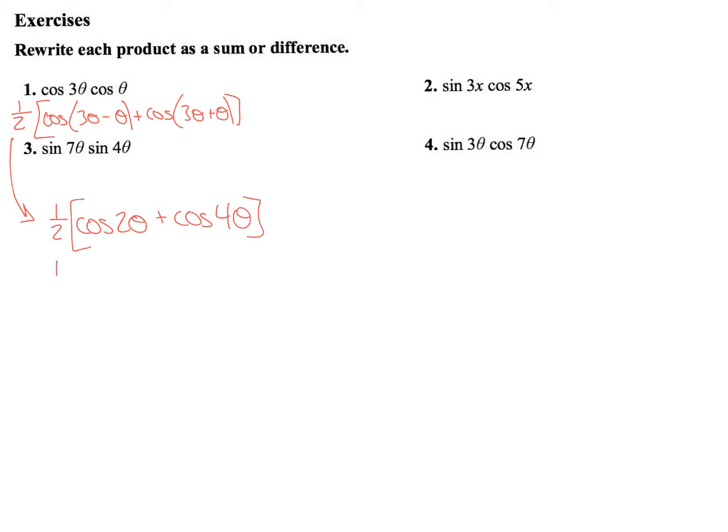Now we just need to distribute this 1/2. We have 1/2 cosine 2 theta plus 1/2 cosine 4 theta. And that is it. So don't overthink it. They're cut and dry. Okay, that's number 1. Let's look at number 2.